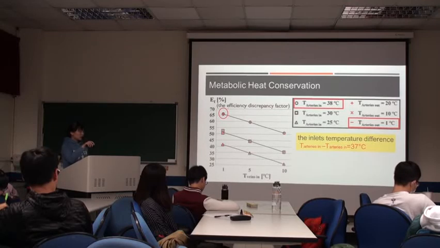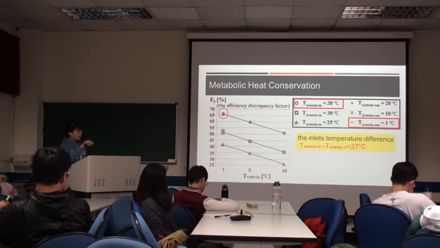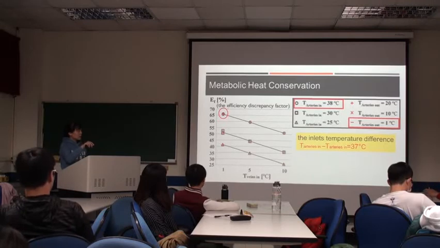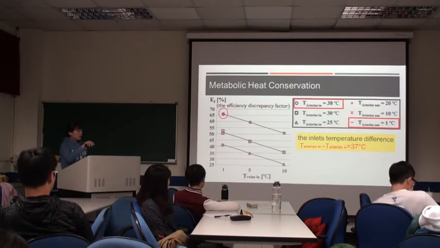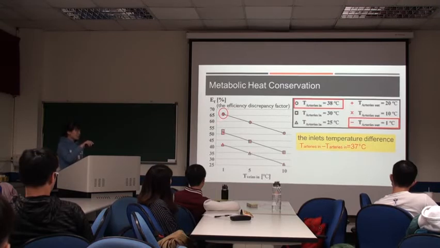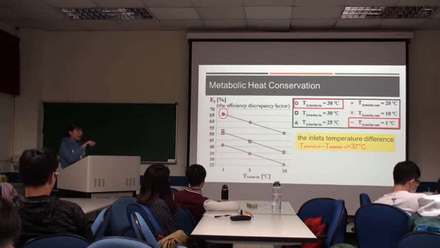In these conditions, when the blood which flows into the arteries is 38 degrees Celsius, and it becomes 1 degree Celsius after it flows out, the inlet temperature difference is 37 degrees, and this is out. And the efficiency discrepancy will be 65%.